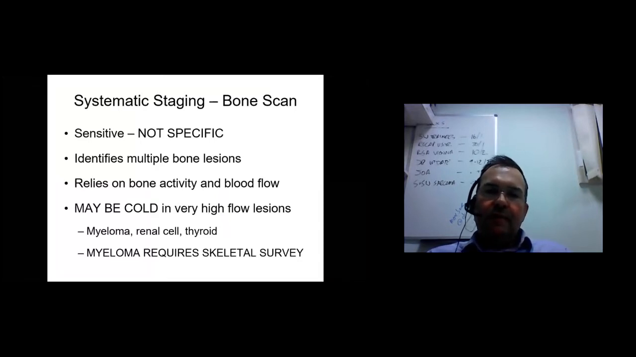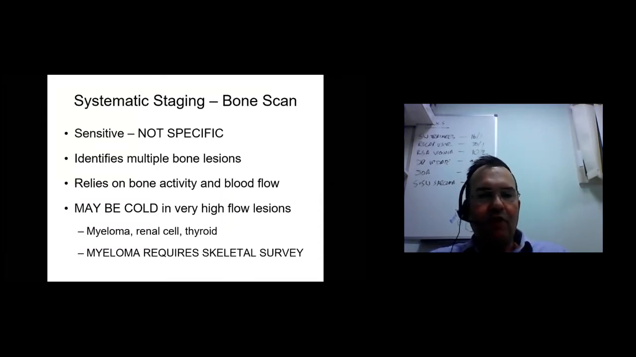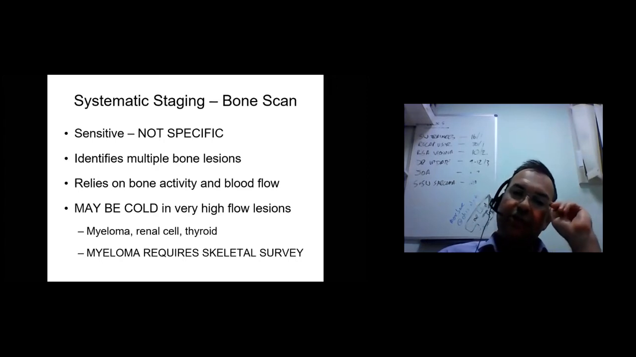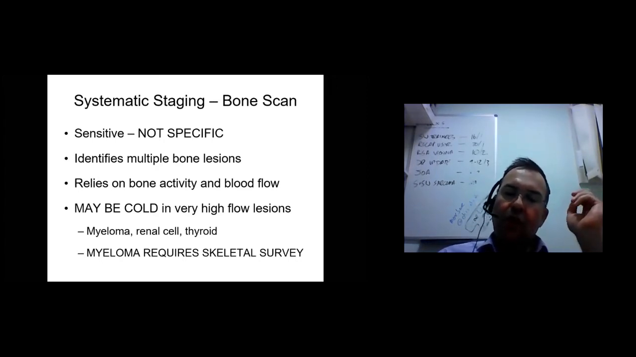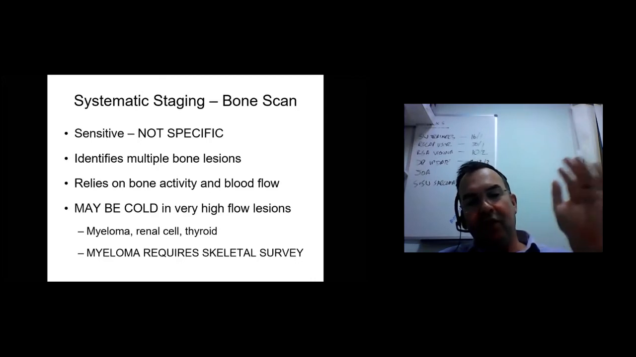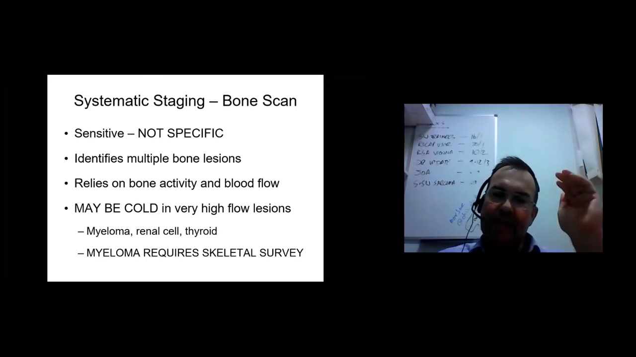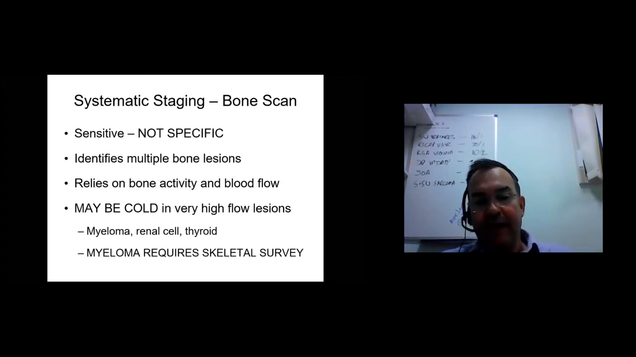Now, a common thing that people get caught out with is the use of the bone scan. Remember, the bone scan is very sensitive, but unfortunately not specific. So it's very good at identifying multiple bone lesions, and it's very good in defining metastatic disease. It relies on bone activity and blood flow, but as I'm sure you know, it can be cold in very high flow lesions. So the examiner might say to you, why might you, in the case of myeloma or renal cell carcinoma or thyroid, not see a hot spot on the bone scan? It's simply because those tumors are very, very vascular. The blood is passing through at a very rapid rate past these tumors, and the radioisotope simply doesn't get time to settle for the scanner to pick up that increased activity.